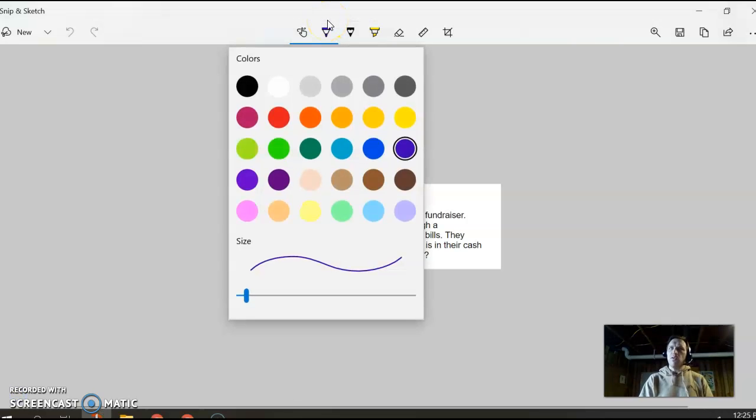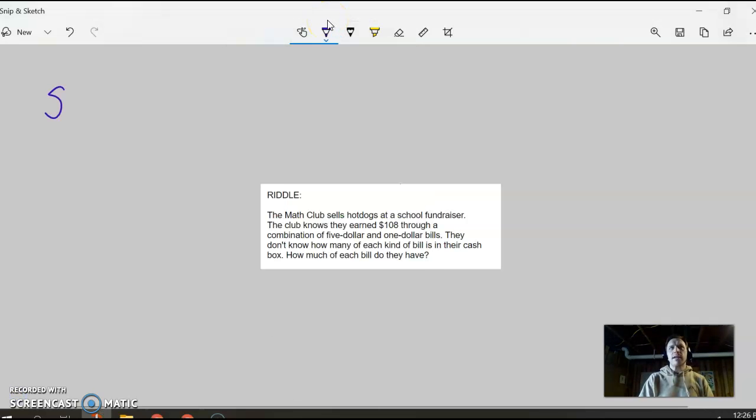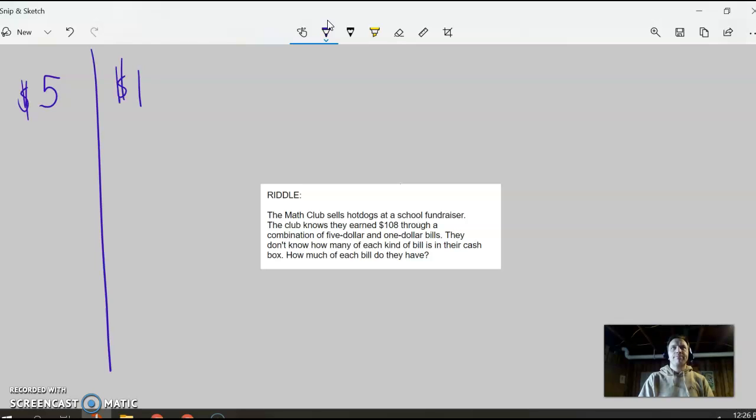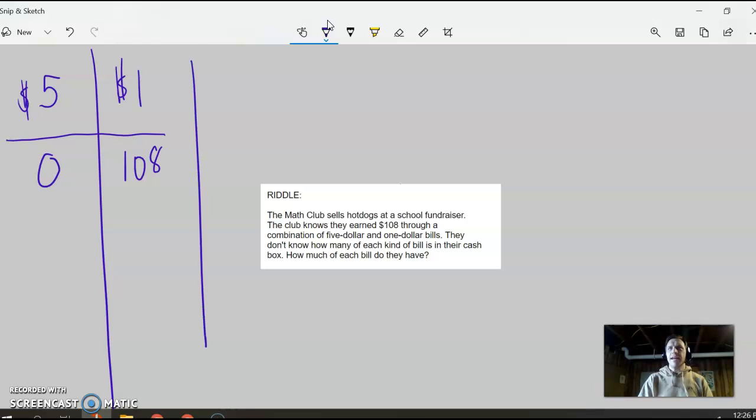Well, hopefully you took a look here. But what I would do is I'd say, well, if I have $5 bills, let's make an actual 5, and I have $1 bills, what are some combinations? Well, I could have 0 $5 bills, and then I could have 108 $1 bills, because together that equals $108, right? 108 $1 bills is $108.